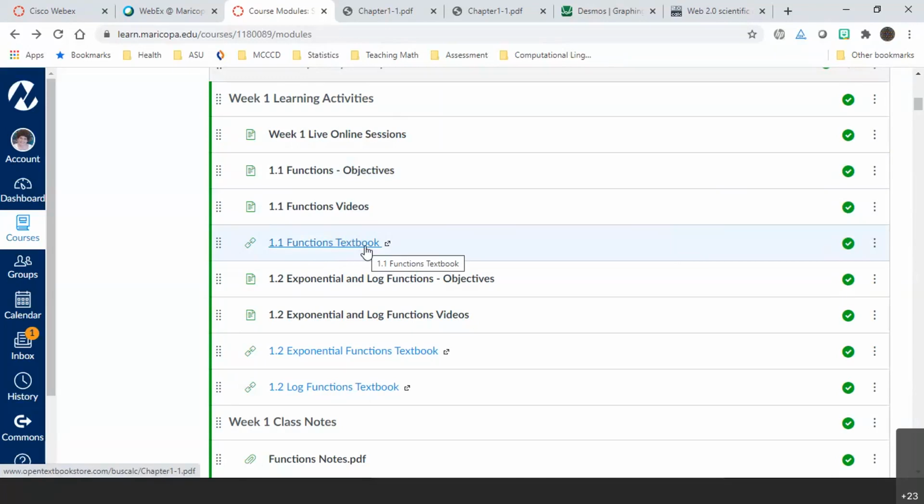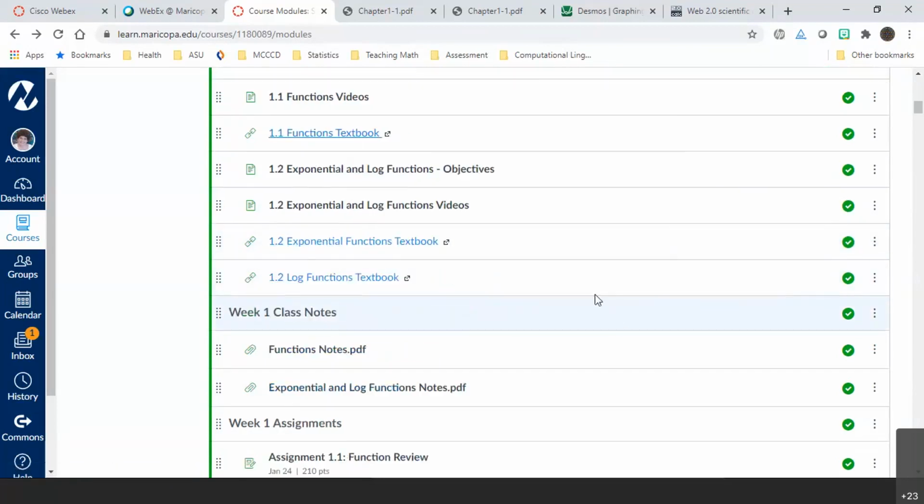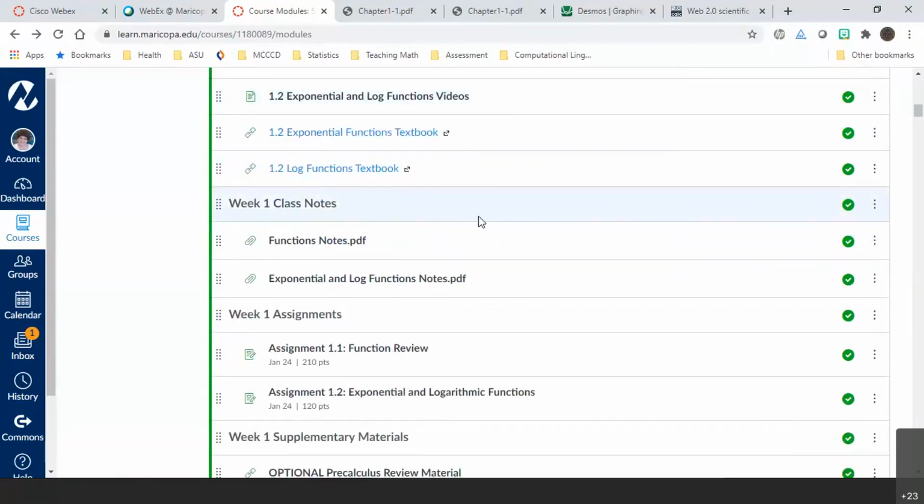Ideally, what I like students to be able to do is to have some idea of what we're covering, come with questions, and then we'll do examples and answer your questions in class rather than me talking at you the whole time. Okay? So here's our second section, 1.2.